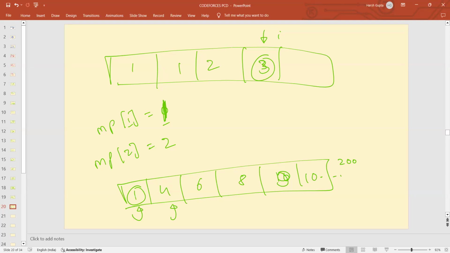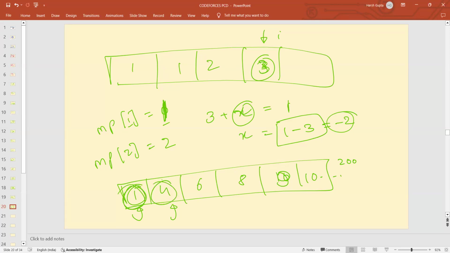So first of all, I will go to 1. Now to produce 1, I will add something to 3, and this something lies to the left of 3. So in this case, this something should be 1 minus 3, which is equal to minus 2. But my map tells me that I don't have any number equal to minus 2 in my array towards the left. So I will say that, okay, I can't produce 1.